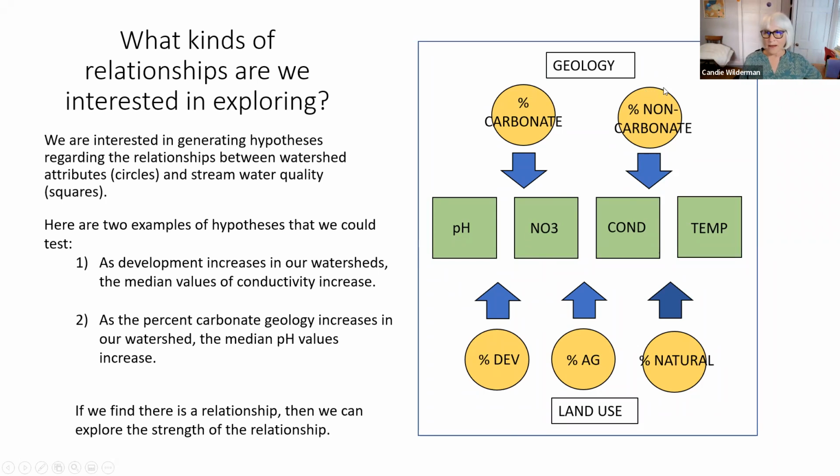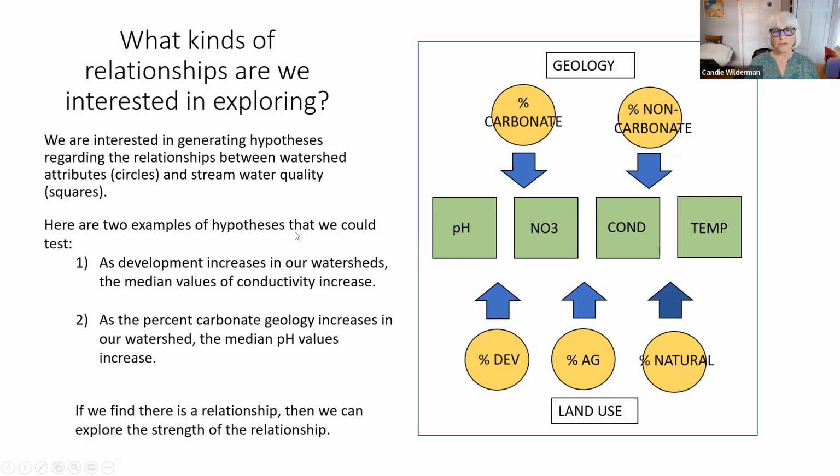So if you look at the diagram here, watershed attributes are geology, the carbonate and the non-carbonate, and the land use, the percent developed, ag, and natural. And these are the attributes that were delineated in the GIS that the ALARM folks delineated for each individual site. And we want to take a look and see overall, do these parameters impact these water quality parameters that you guys measured in the field?